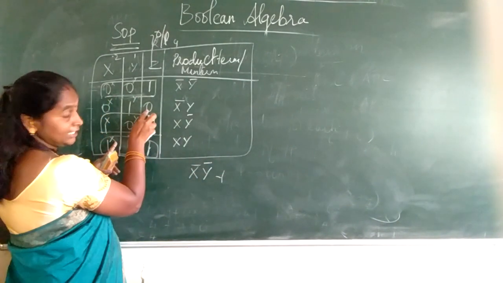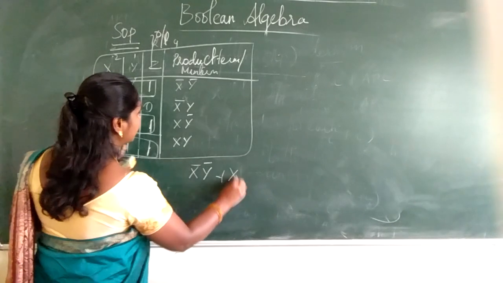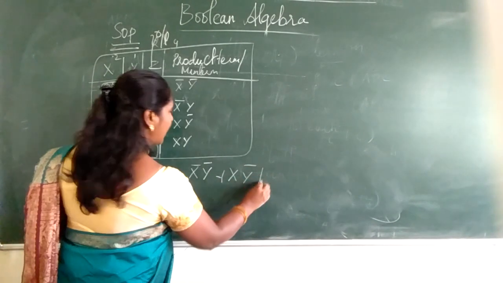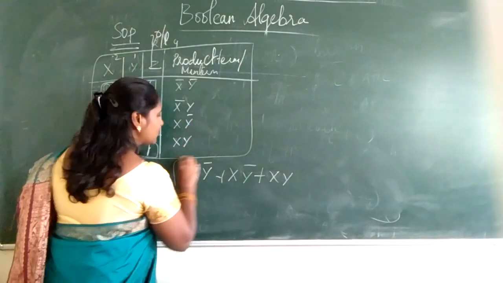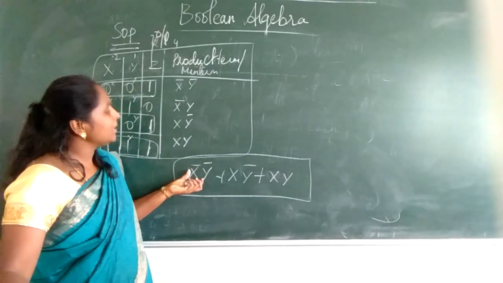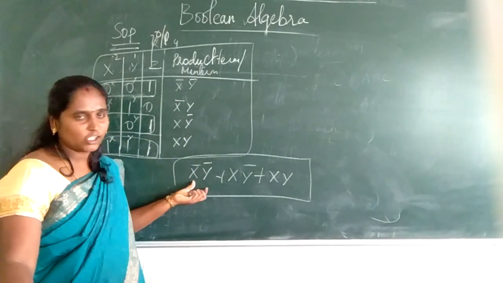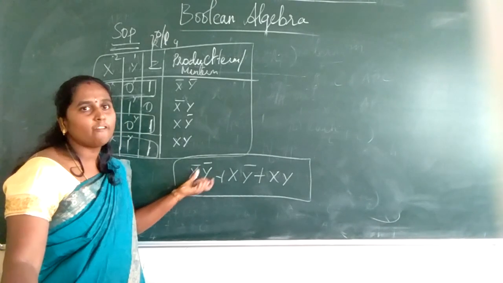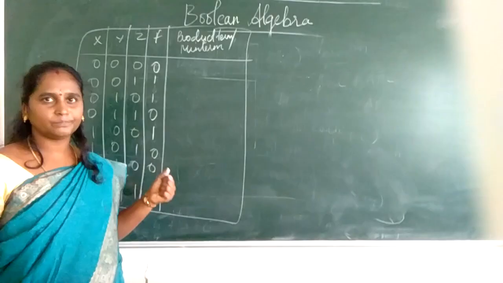I am not considering 0 output. Next x, y bar. Next x, y. So this is my canonical SOP. This form of expression we call the canonical min term expression or canonical sum of product expression.